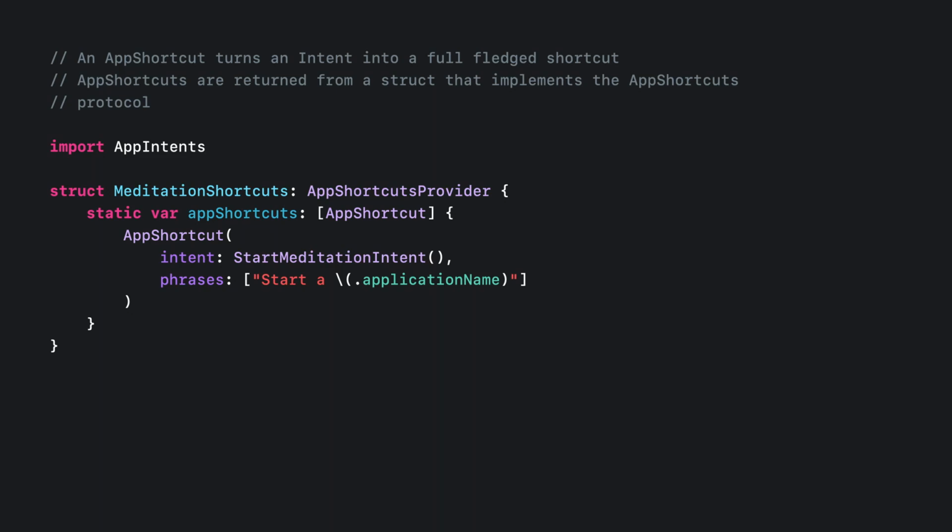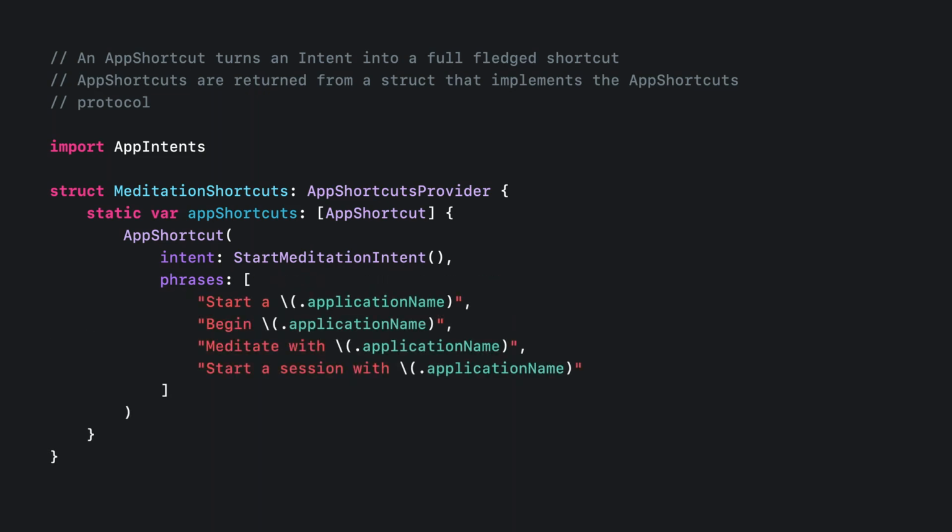You'll notice that rather than writing my application's name directly in the string, I used a special application name token. This allows Siri to insert not only my application's main name, but also any app name synonyms that I've configured. Because users may say different phrases to start meditation, I'll provide a few more alternative phrases here. If your app is localized, you'll need to localize these phrases as well.